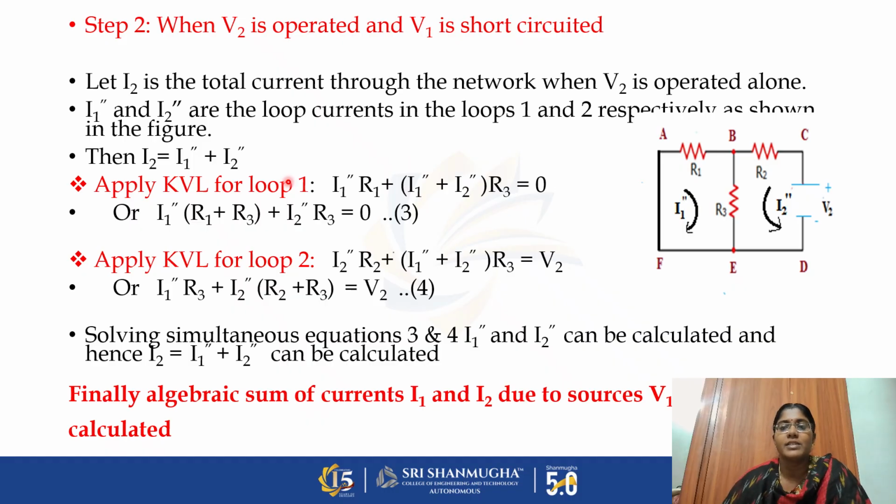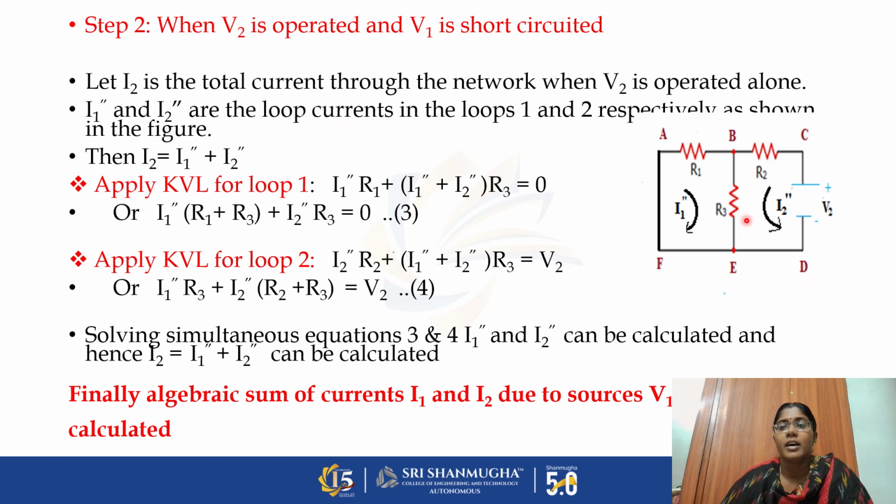First, you have to apply KVL to the first loop. If you are applying KVL to the first loop, what is the equation you will get? I1 double dash into R1 plus (I1 double dash plus I2 double dash) into R3, which is equal to, there is no voltage source in loop 1, right? So which is equal to 0.